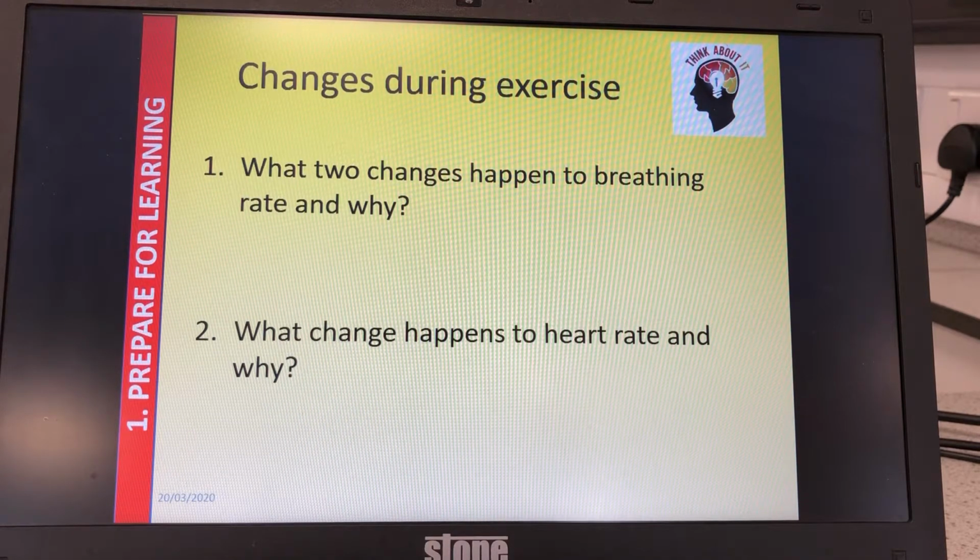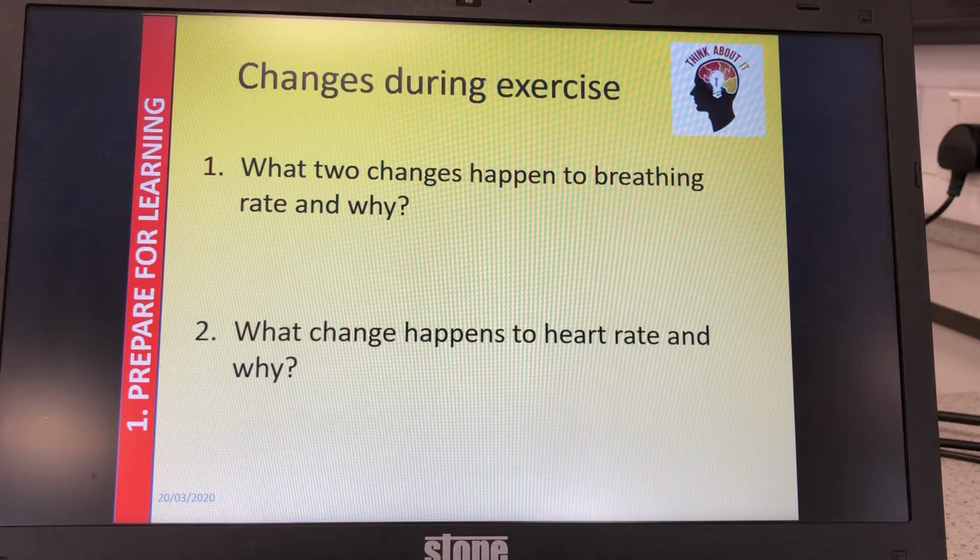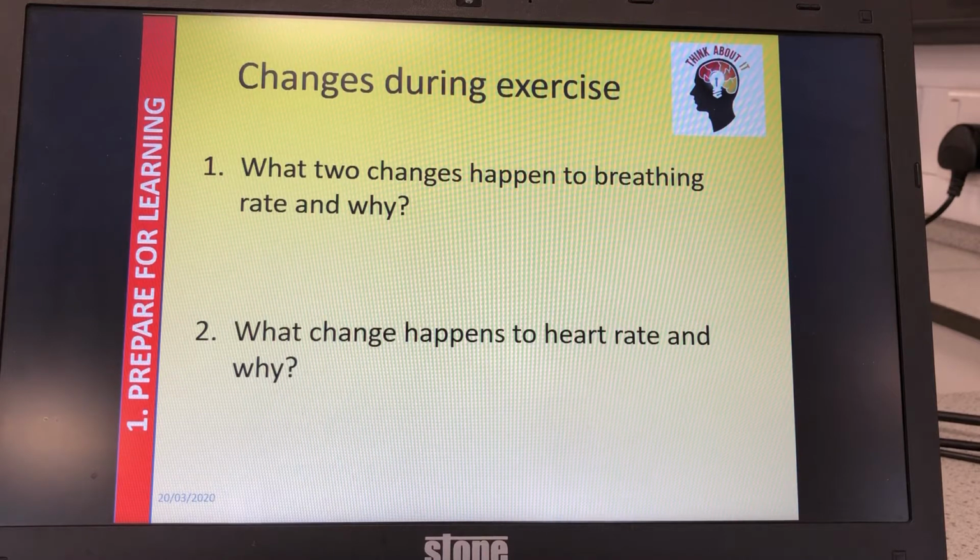So we've got our intro questions. These are the ones, remember, we always just think about. We don't necessarily write any notes unless we want to, just our kind of activity to start us off. So first question is, have a little think about these. If you've got someone at home you can talk to about what the answer might be, then that's great, have a little chat. We're saying what two changes happen to breathing rate and why when we exercise. And we're also saying what changes happen to heart rate and why when we exercise.